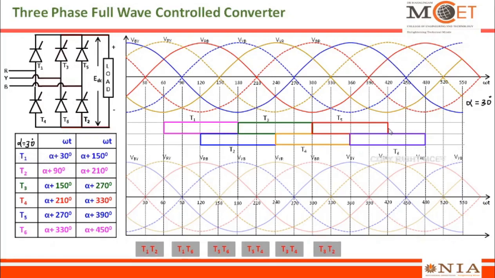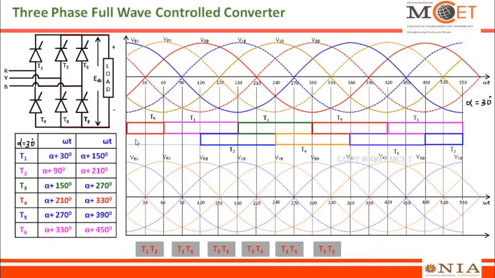After T6, again T1 will come into the picture. So T1 will start at 420 and end at 540, and T2 will start its conduction here and continue for the next 120 degrees. Now the previous boxes are left free, so let us fill them. Before T1, T5 is in on condition. If you look at the next cycle, that is going to be true for this point also. So these two blocks correspond to T5. And before T2, T6 is in on condition.